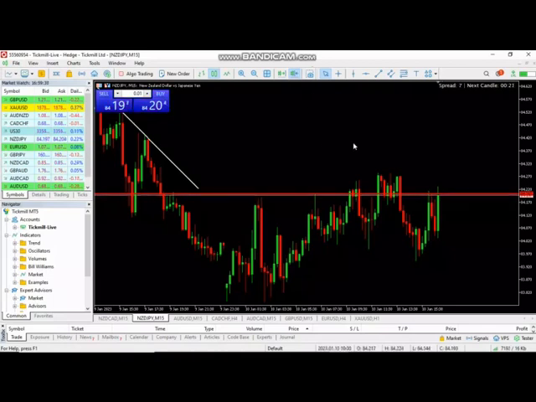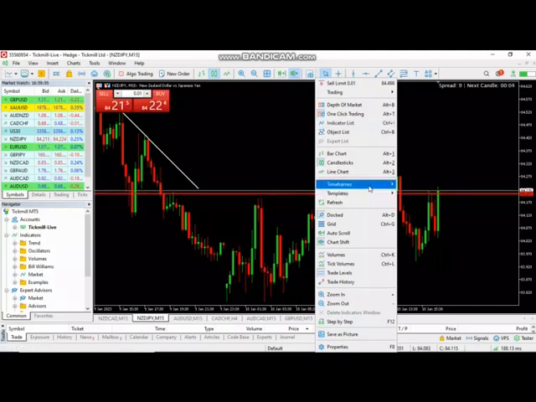Mayor Trading. Alright, so I just want to show you a good example of when I look to enter a trade. On this trade, this is the NZD JPY. I'm on the 15-minute chart. I'm looking for a sell. Let me show you the reason why I'm looking for a sell.